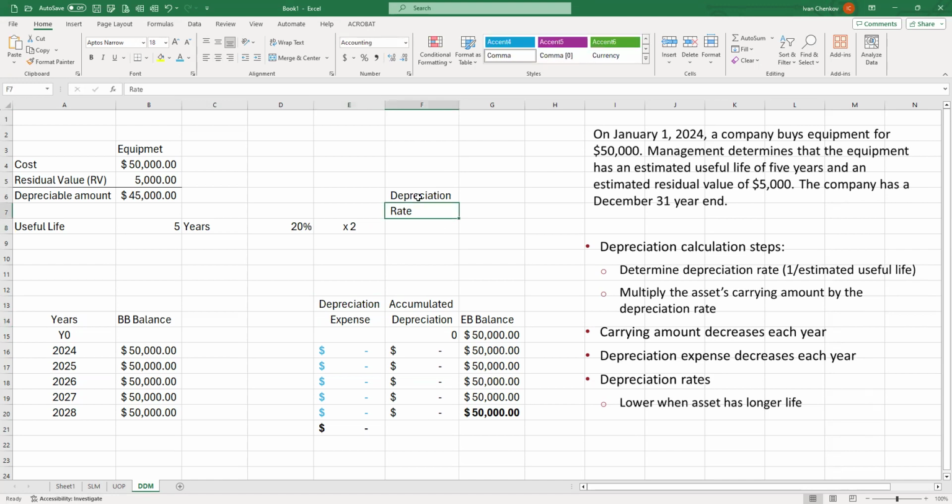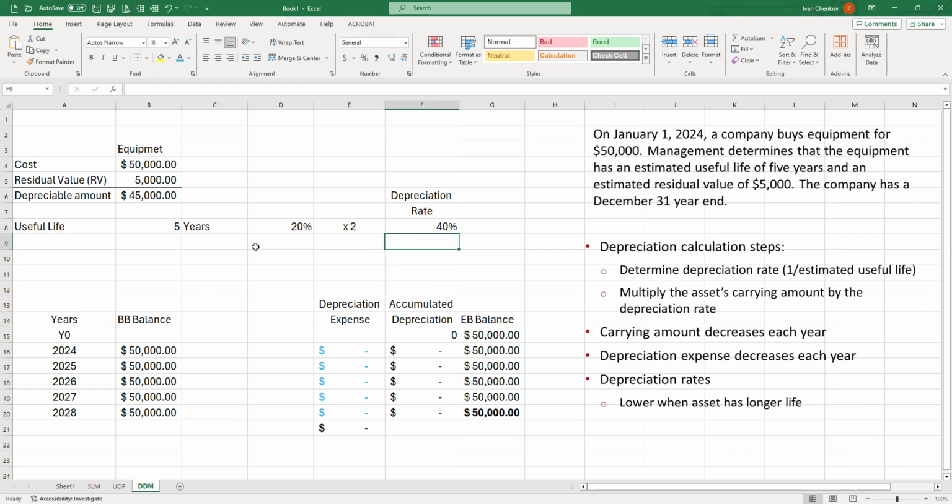Our depreciation rate in this case will be equal to the percentage that we come up with, times the multiplication rate, which is 2, and our rate will be 40%. And that will be the rate that we're going to apply in our calculation to come up with the depreciation expense.